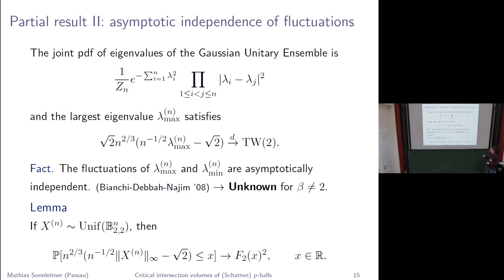And we need to look not only at the maximum eigenvalue, but at the absolute value. So we need to know something also about the smallest eigenvalue. And the fluctuations are asymptotically independent, in fact, for beta equals 2, but this is unknown for beta not equal to 2. So this explains our restriction to beta equals 2. And for beta equals 2, we can then derive the following limit theorem for the Schatten infinity norm of this uniform random matrix chosen in this matrix ball, and together with the volume asymptotics, this gives us the limit for the Schatten balls.